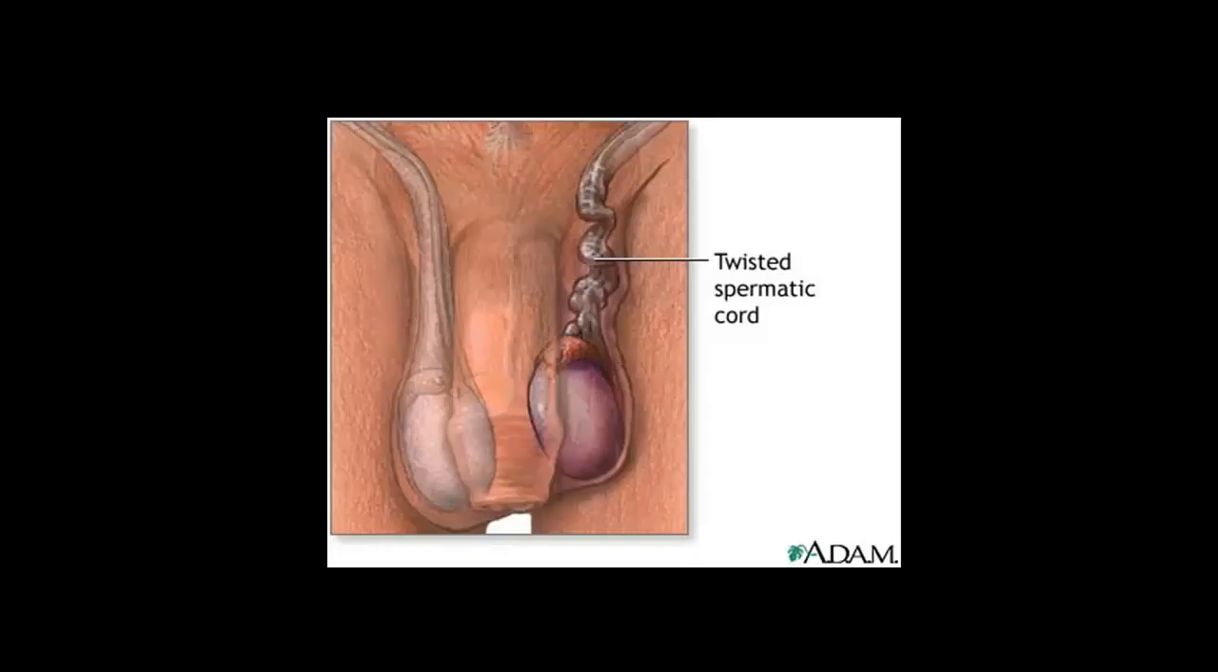So this is showing the twisted spermatic cord, and then you see on the right hand side there that testis is starting to become kind of purple because it's becoming ischemic. So bad situation. We definitely want to get that person to see a pediatric urologist as soon as possible, because there may have to be surgical intervention that happens.